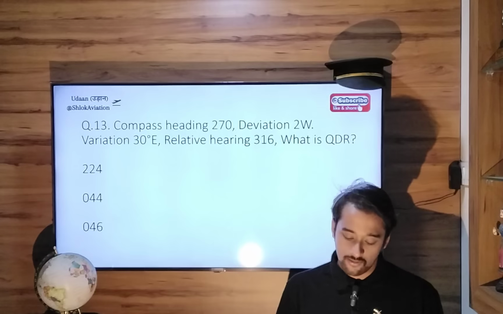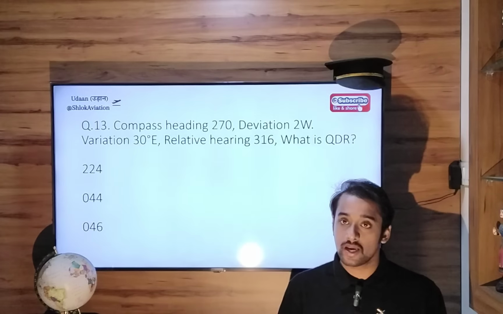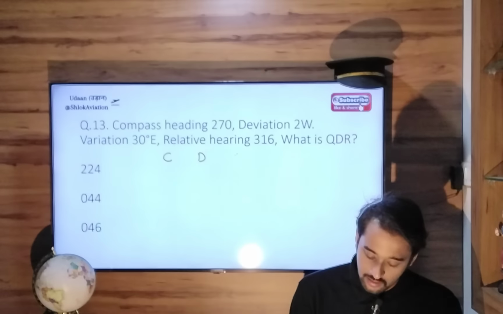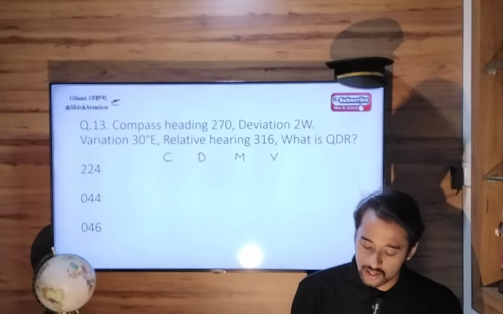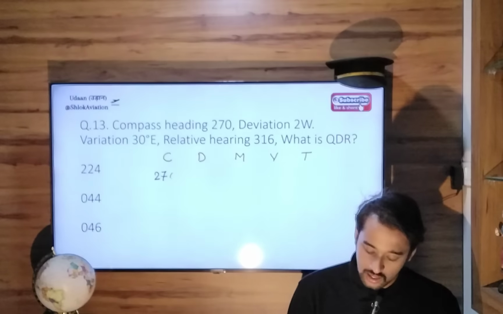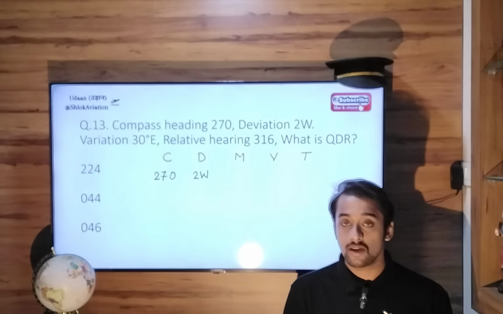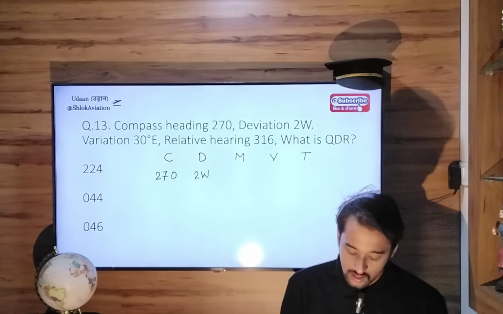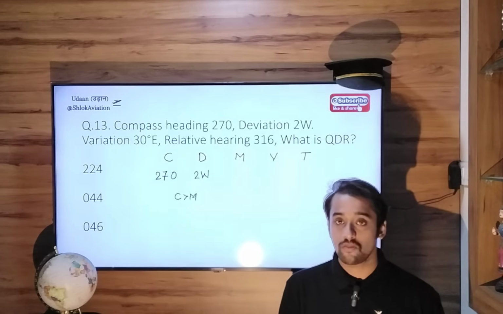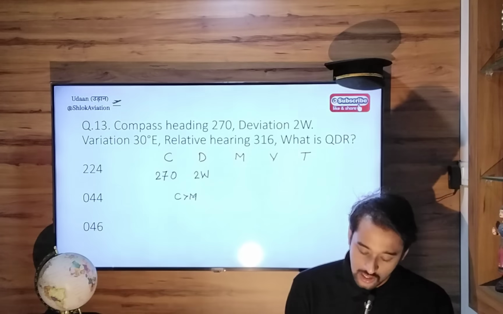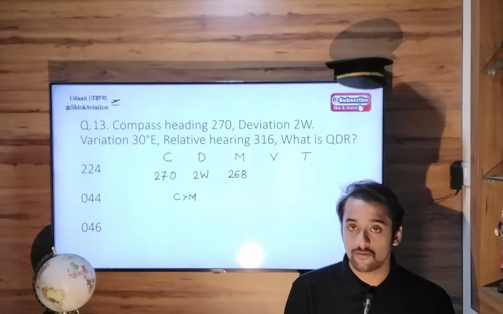Compass heading is 270, deviation is 2 degrees west. So compass, deviation, magnetic, variation and true. Deviation west, compass is best. That means compass is more than magnetic. So magnetic will be less than compass, by 2 degrees. So magnetic will be 268.